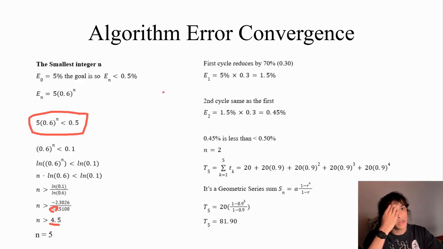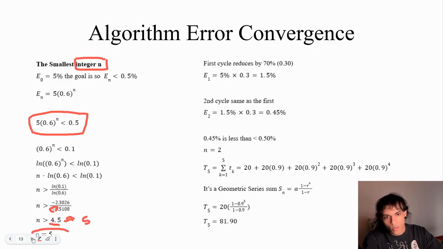So 4.5 is not an integer number. We need an integer number. Okay. So this is roughly equal to 5, right? So we can round it up to 5. So we take the number of cycles, n, as 5.